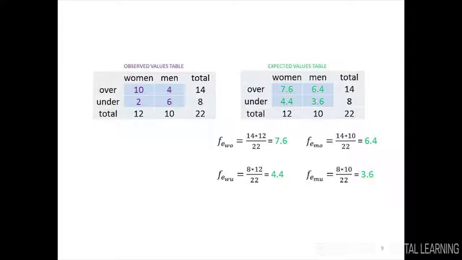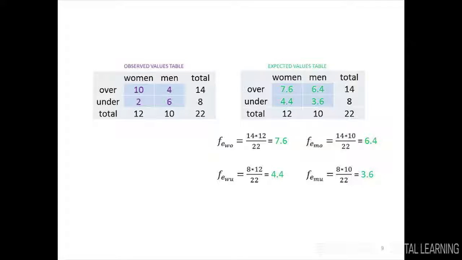So when we do the expected frequency for women under in the next row, we're going to do 8 times 12 divided by 22, and that'll give us 4.4. And then finally 8 times 10 for men under divided by 22 gives us 3.6. Now we just transfer all of those numbers into the table, and here's what we have.